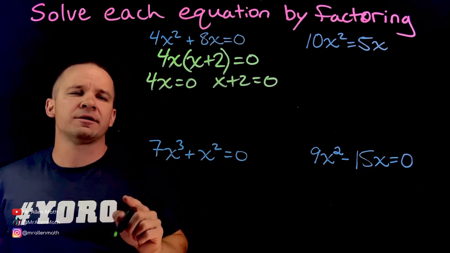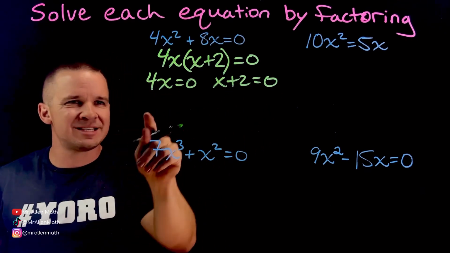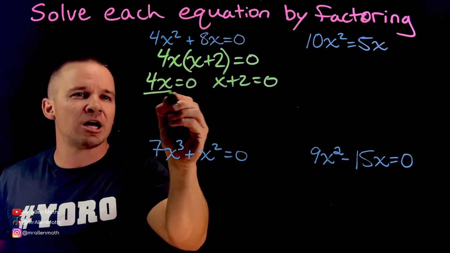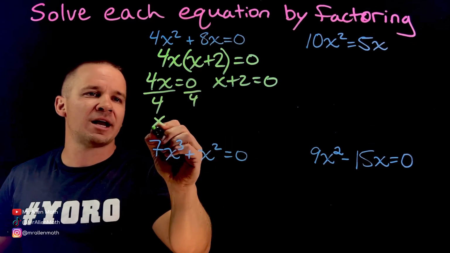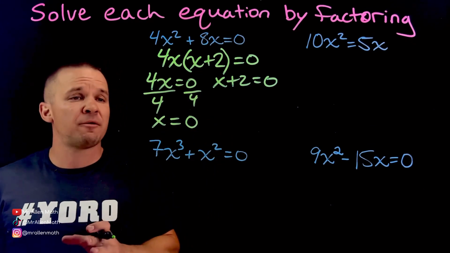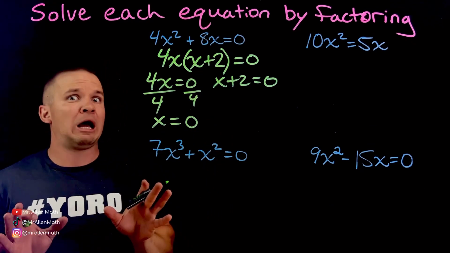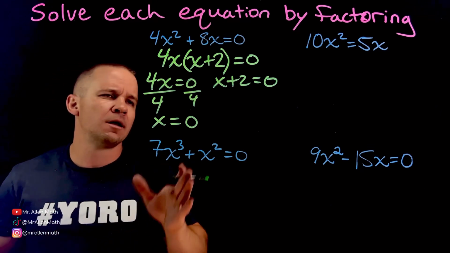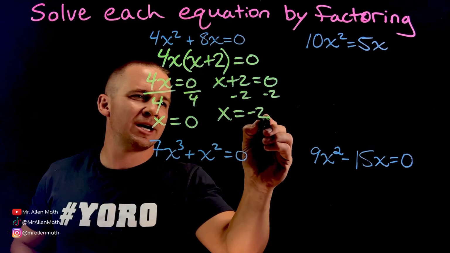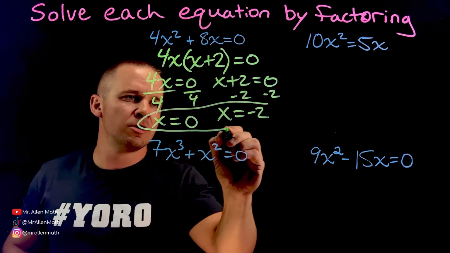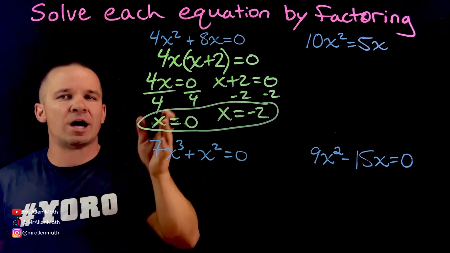Now I'm going to solve for x. A lot of people want to subtract 4. That's not addition going on there. It's a multiplication. How do I undo that? Division. So I'm going to divide by 4, and I got x equals 0. 0 divided by 4 is 0. Don't panic and be like, what do I do? It's 0. Next one here, I'm going to subtract 2 on both sides of my equation, and I get negative 2. There's my two solutions for that quadratic equation right there.